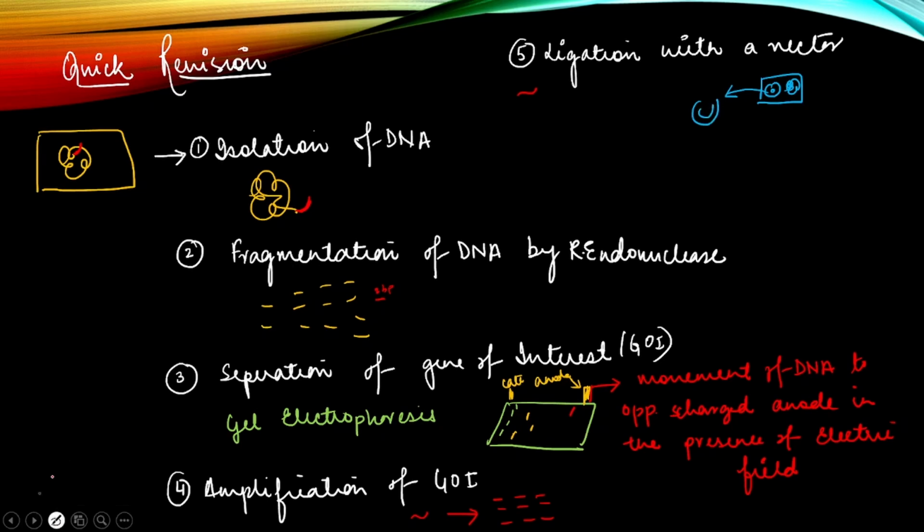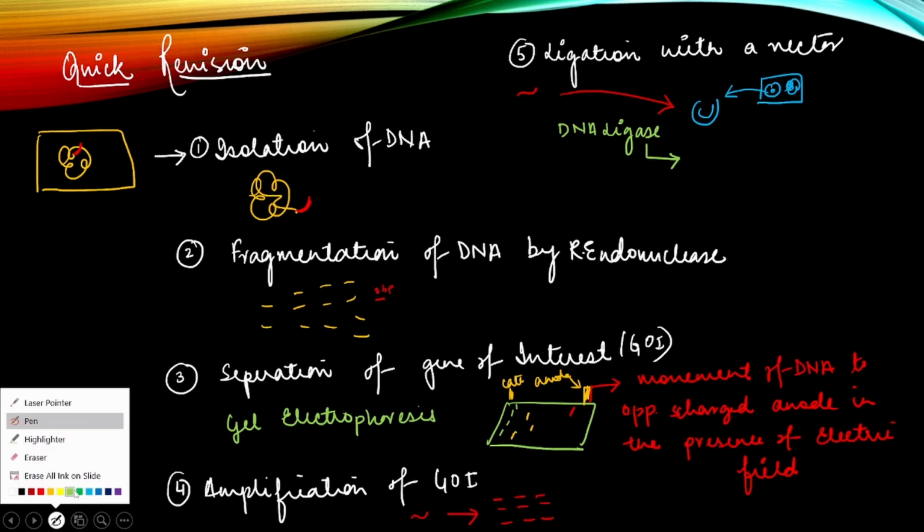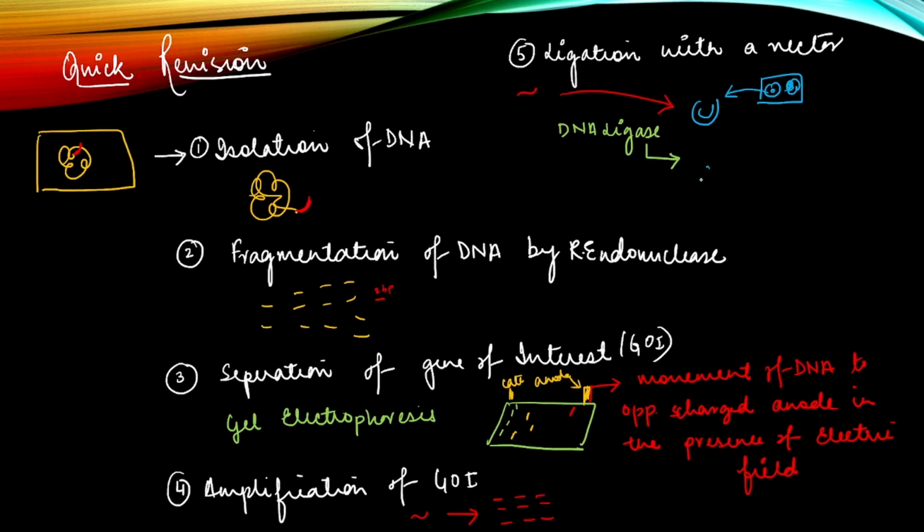Now what will I do? I will just ligate this. I'll just put this here. And who will help in this process? This process is done with the help of an enzyme known as DNA ligase. So after addition of DNA ligase, what will I get? I'll get my recombinant DNA. How does it look? It looks like this. This is our recombinant DNA.